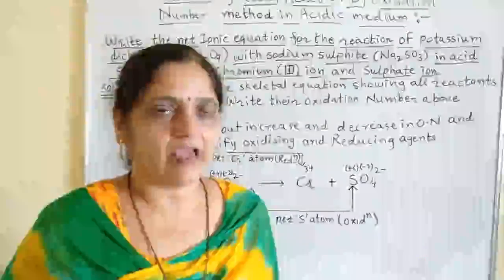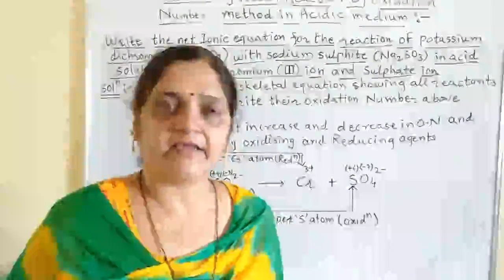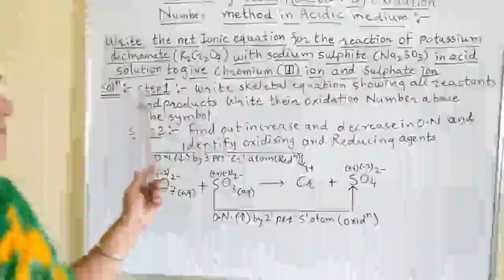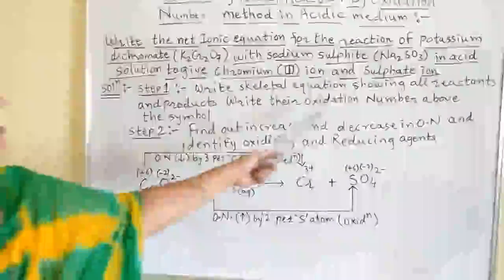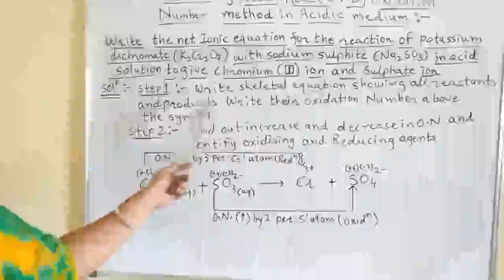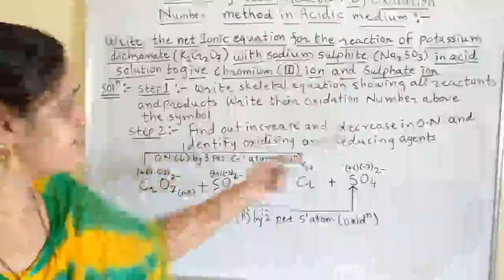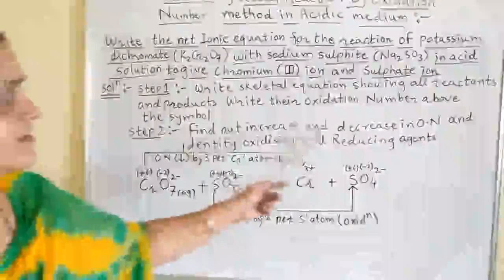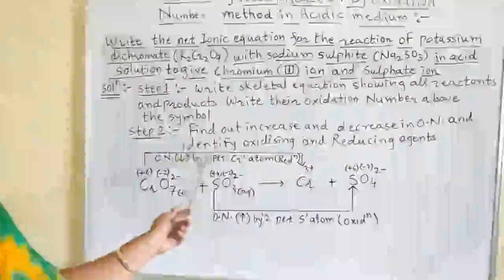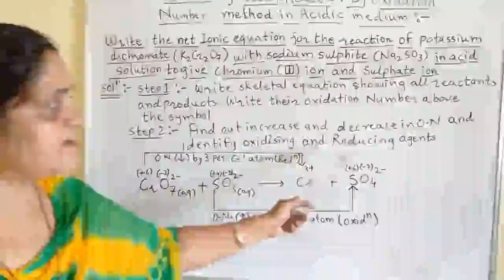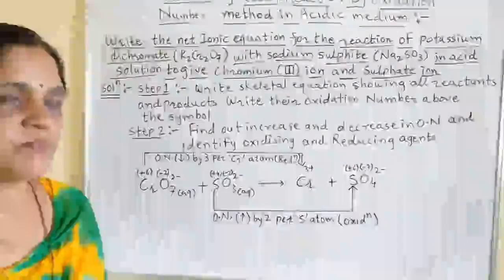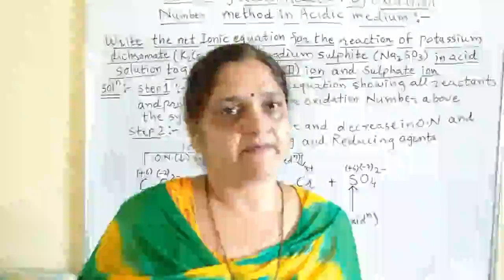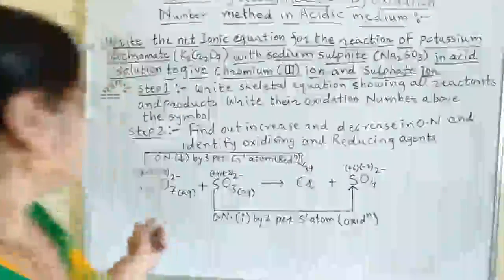Here the description of the reaction is given and you have to write the skeletal equation. So now see the solution. In that solution, step 1 is to write the skeletal equation showing all the reactants and products. Write their oxidation numbers above the symbols. And step 2 is to find out the increase and decrease in oxidation number and identify the oxidizing and reducing agent. Now here I have written both the steps and I will show both the steps in the same equation.